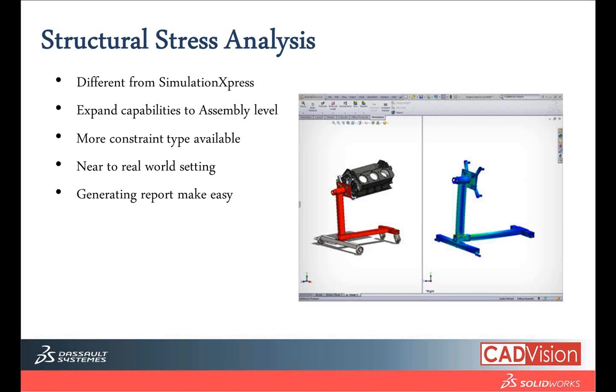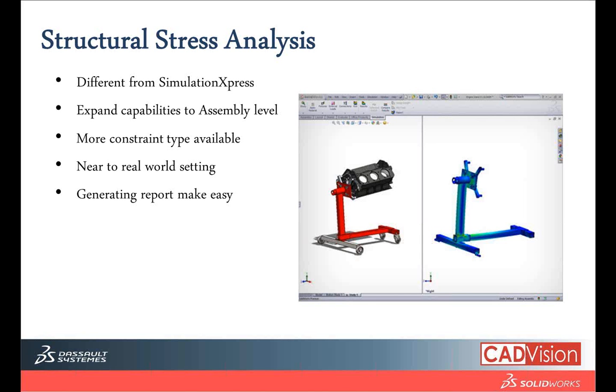So in Simulation Express, we can only fix the components on a particular point or surface. But in Premium simulation, stress analysis, we expand the capabilities, allowing the body to move in one direction only, or constraining your bodies in one direction, two directions, or three directions, in translational modes only, or in rotational modes only. So it is nearer to real-world settings in this case. Okay, we can also remove the mass of, for example, this engine mass to the frame without adding in the parts. Okay, and generating reports in this stress analysis is much easier.